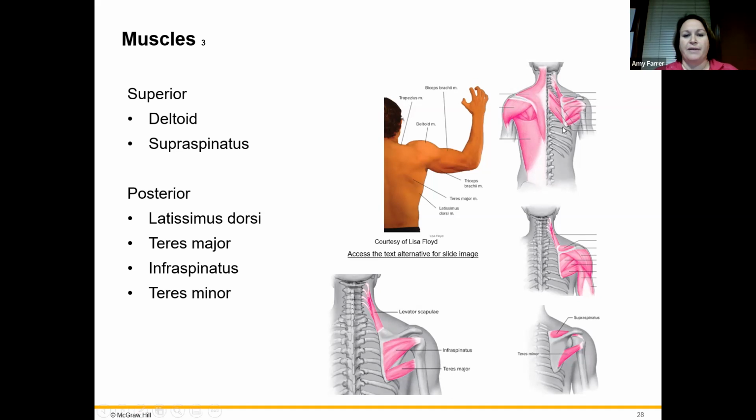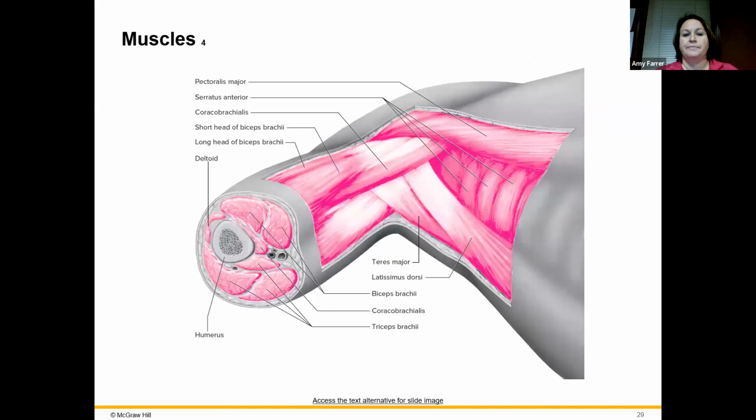Which follows the same thing, has the same actions. And then you can see that infraspinatus and your teres minor, okay? So recognize what you can see and from where.